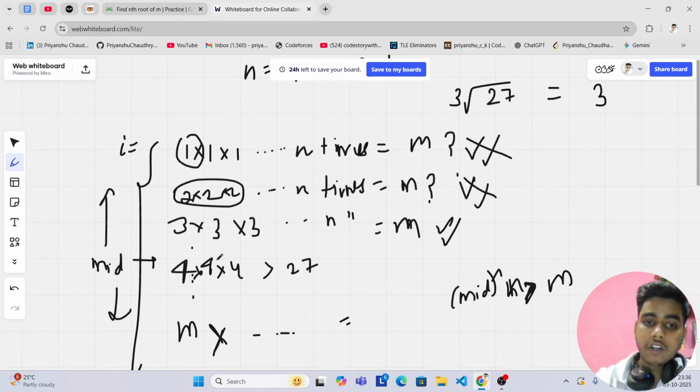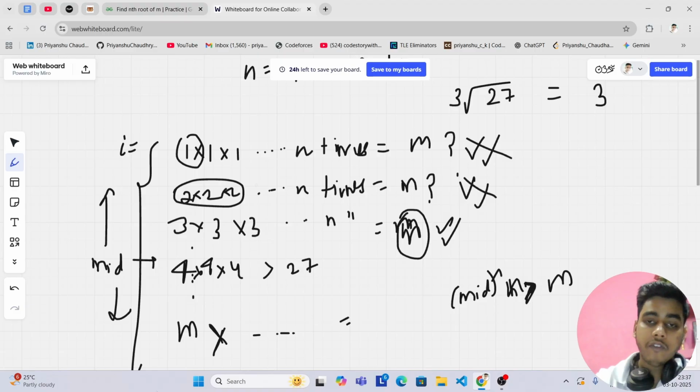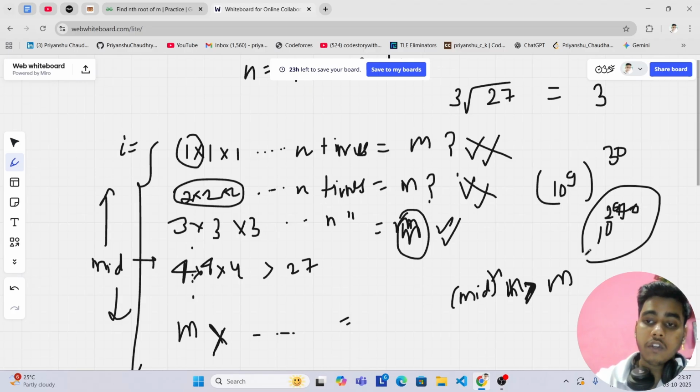And one optimization I can also do, let's say while finding mid raised to the power n, and if it exceeds m, I can simply say that it is not possible because constraints are very high, 10 raised to the power n, and let's say n is 30 and m is 10 to the power 9. All right, and I have to find 10 raised to the power 9 raised to the power 30. So this will be around 10 raised to the power 270, and this cannot be stored in our long.